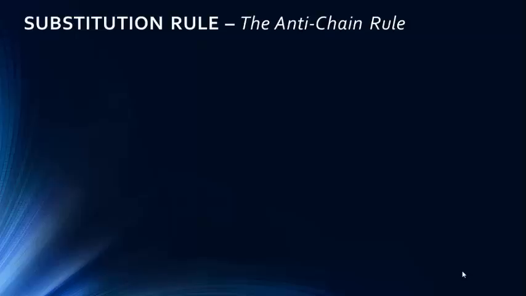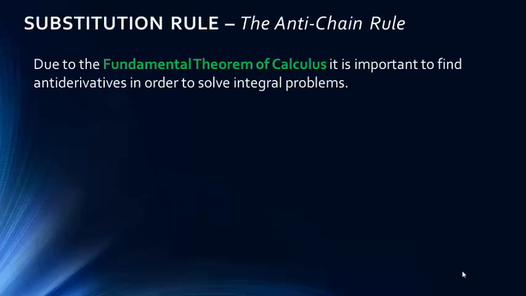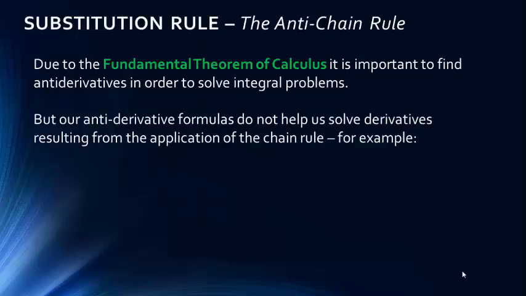So what we're going to look at today is the substitution rule, which is a way to undo the chain rule that we saw in derivatives. As we know, due to the fundamental theorem of calculus, it's important to find antiderivatives in order to solve integral problems. But our antiderivative formulas do not necessarily help us solve derivatives resulting from the application of the chain rule.